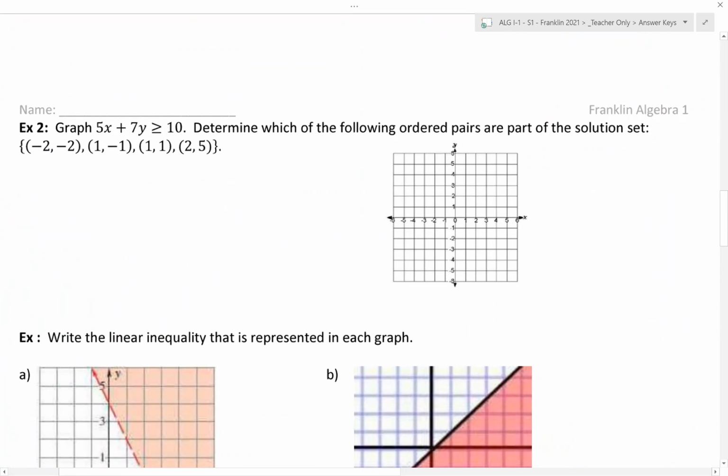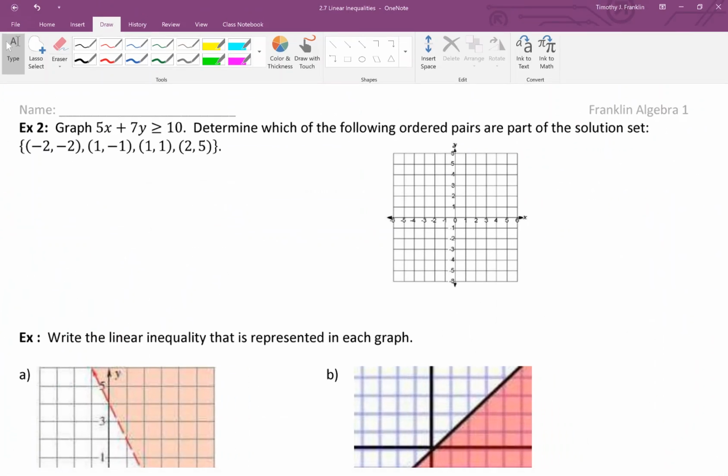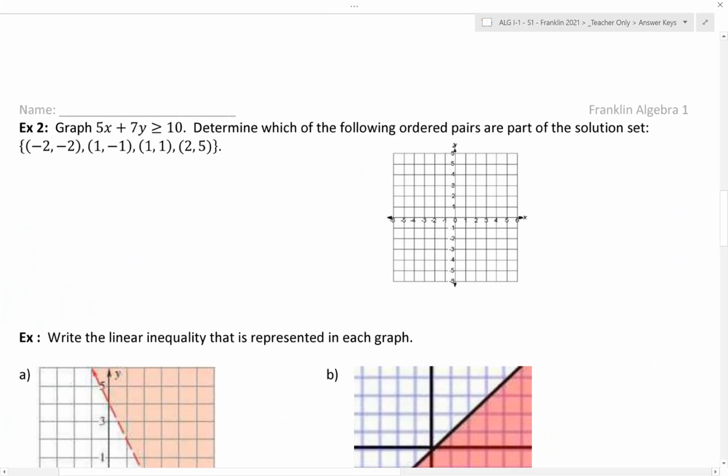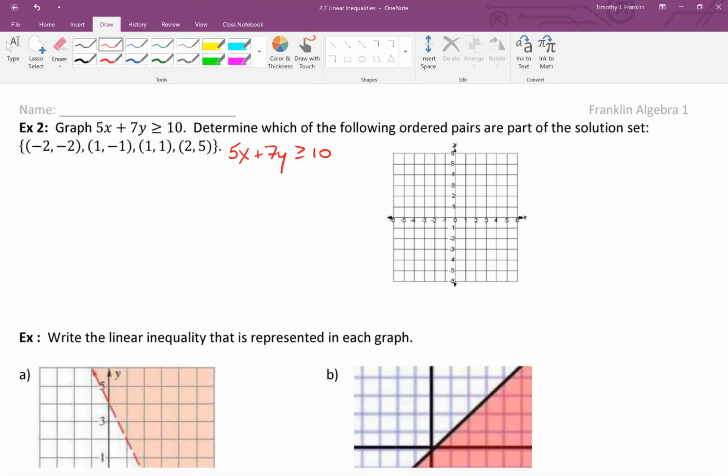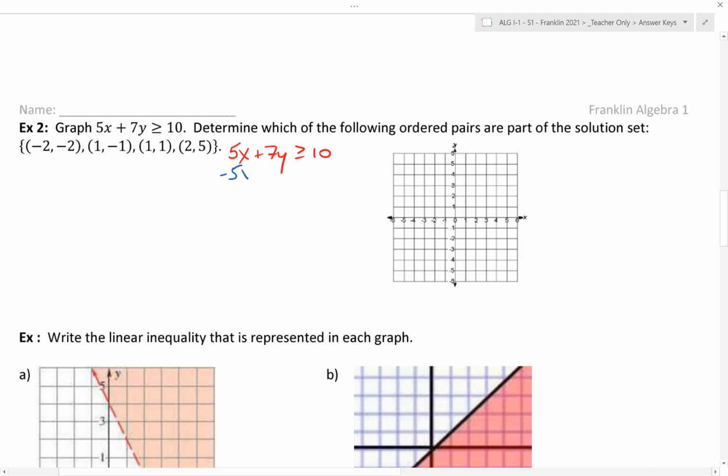For this example, we graph an inequality, 5x plus 7y is greater than or equal to 10. And then we have to determine which of the following ordered pairs are part of the solution. So let's start by putting this in slope-intercept form. First thing to do is to subtract the 5x. So 7y is greater than or equal to negative 5x plus 10.